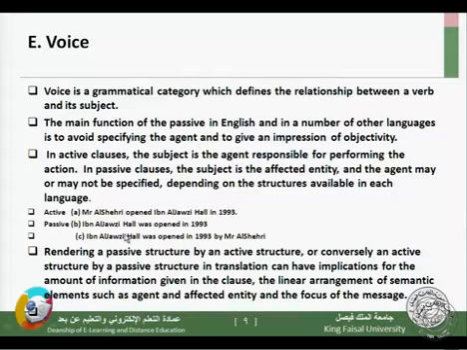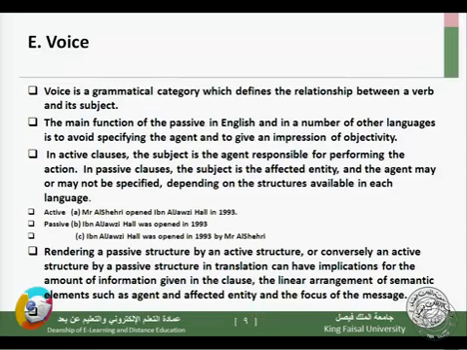But now, if you want to be specific about the agent or the person who opened it, then you would say, this is Ibn al-Jawzi Hall was opened in 1993 by Mr. Al-Shihri. Full stop. You know? So this is just an example of active example and passive example.